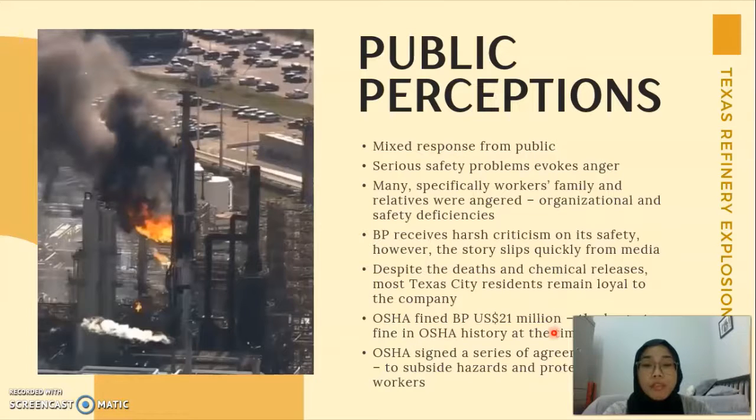Following the explosion and fire, OSHA conducted 17 inspections where they ultimately found over 300 safety violations and fined BP $21 million, which was the largest fine in OSHA history at the time. OSHA also issued hundreds of citations that led to a series of agreements between OSHA and BP to abate hazards and protect refinery workers. So that is all from me. Thank you.